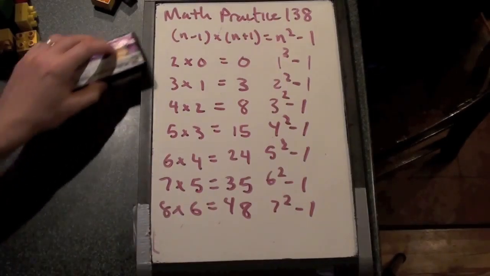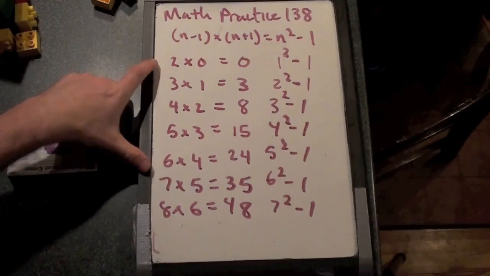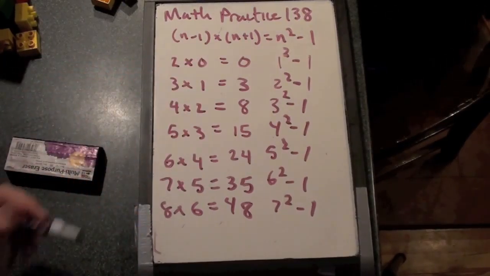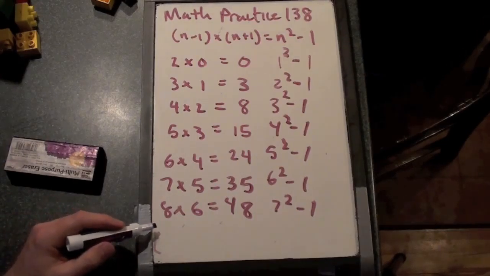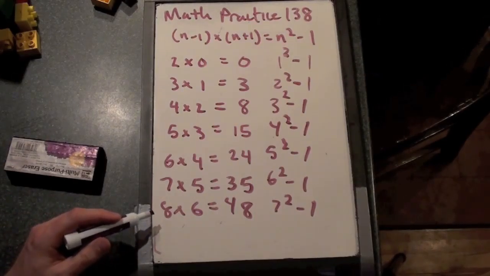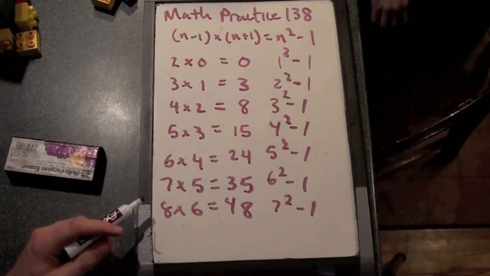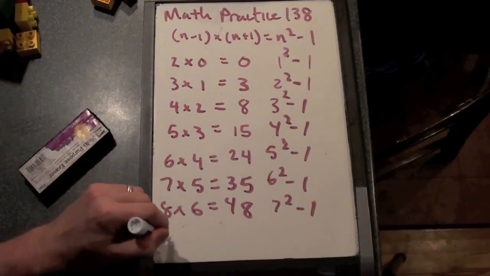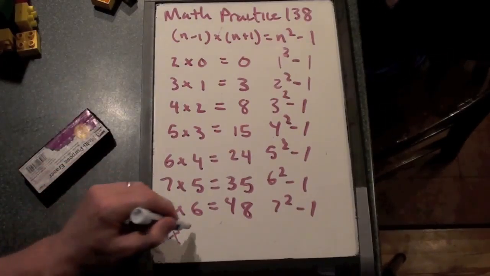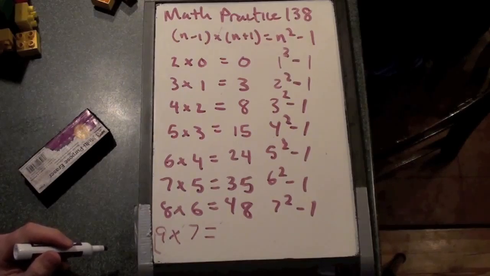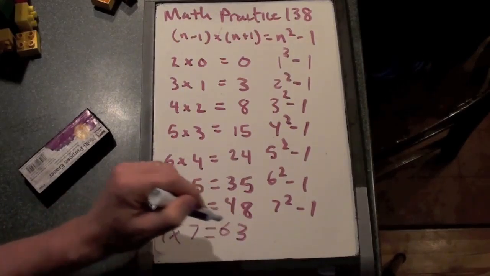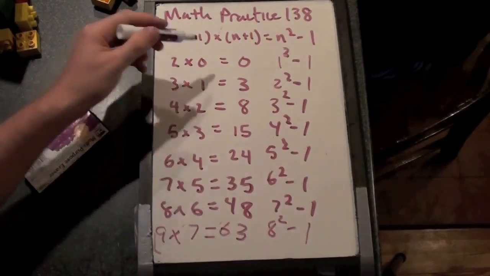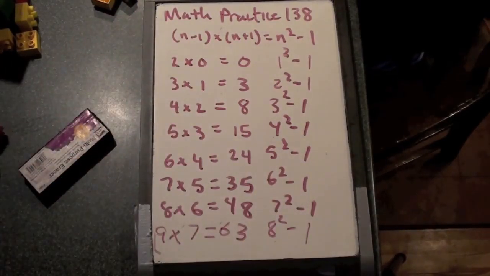So it's a really neat pattern. We keep increasing these numbers by 1 in each column. So our next one would be what? We have 9 times 7. What is 9 times 7? 63. And what is 8 squared? 64. That's 1 more. So the pattern seems to keep going, and we're trying to wonder, why is this true?